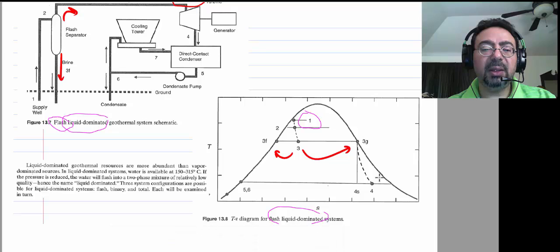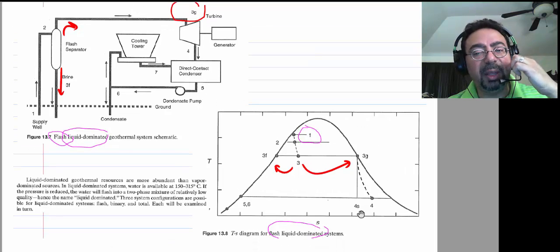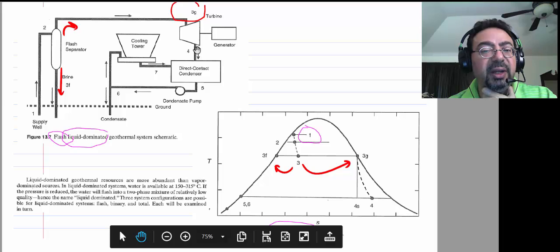Right? So now let's look at what happens after we expand in the turbine. Again, we cannot just dump it in the ground. Why? Pressure here is very low. So whatever this condenser pressure is, it's probably going to be way lower than the atmosphere, let alone that pressure.